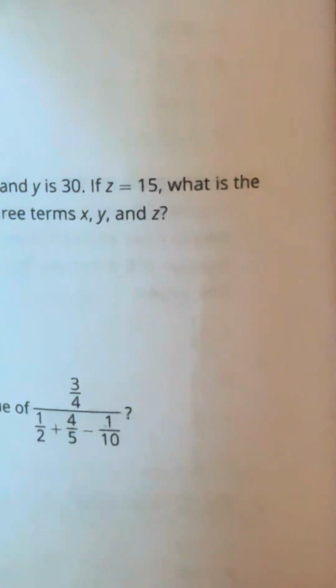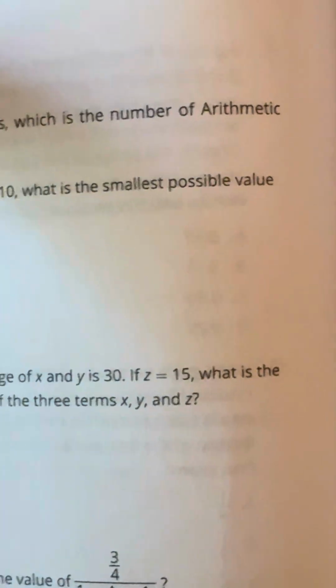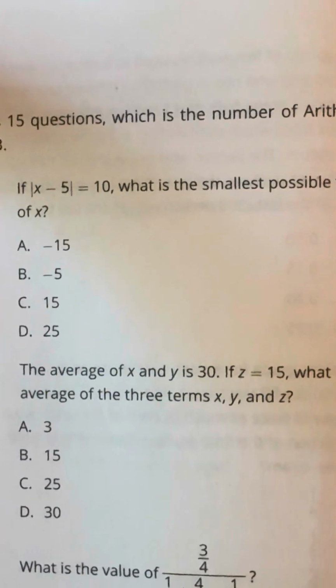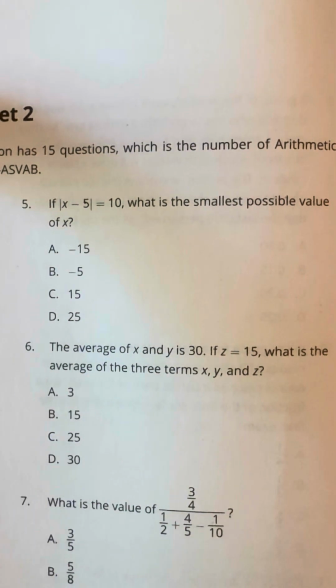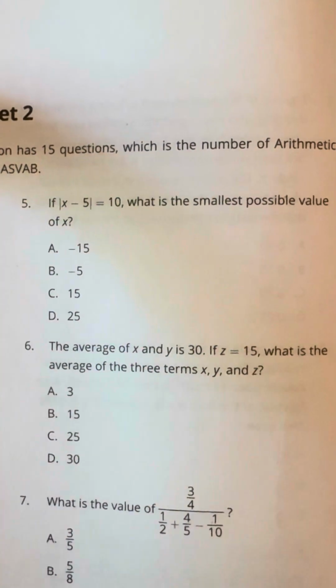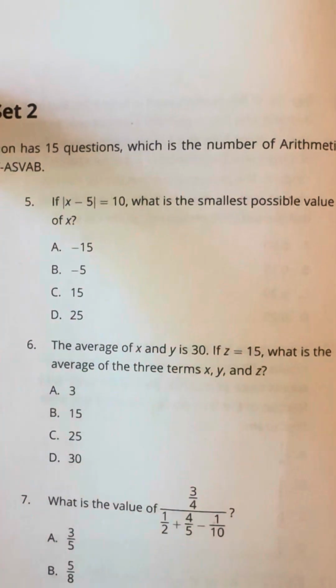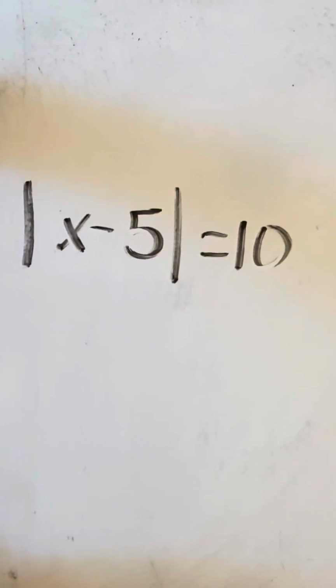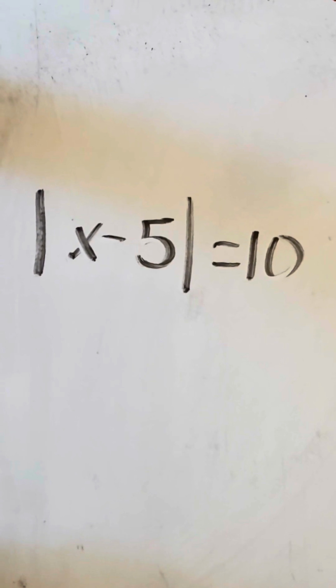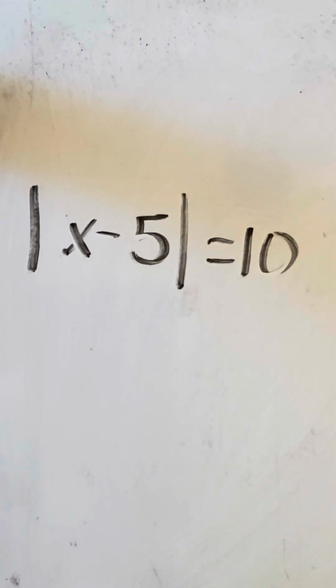Now we're going to go ahead and move on to our next question, which is the one up here, number 5. We are looking at: if the absolute value of x minus 5 is equal to 10, what is the smallest possible value of x? When we're doing absolute value questions, you do one of 2 things. One thing you need to make sure you realize: absolute value means the distance away from 0.